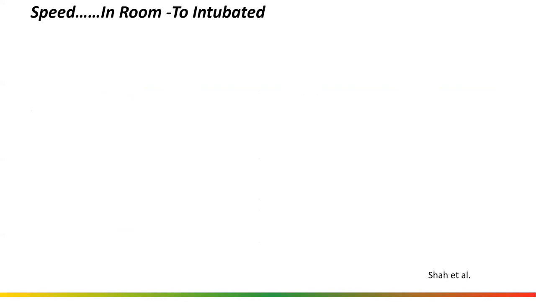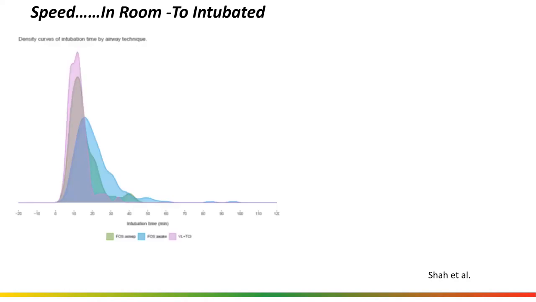Okay, so the speed in the room is important because all of us work under the pressure of get the patient intubated, because then the surgery can start. And so these are some density curves of different techniques. Fiber optic asleep is in green, fiber optic awake is blue, and VL plus TCI is pink here. So you can see it's a really tight curve, which means it's a really predictable time outcome.